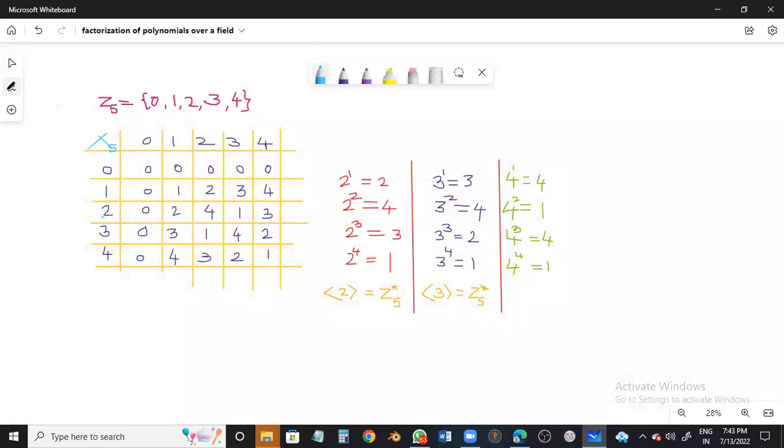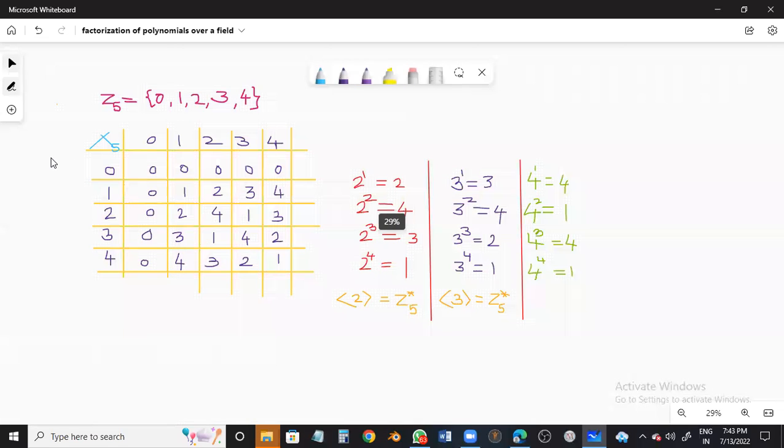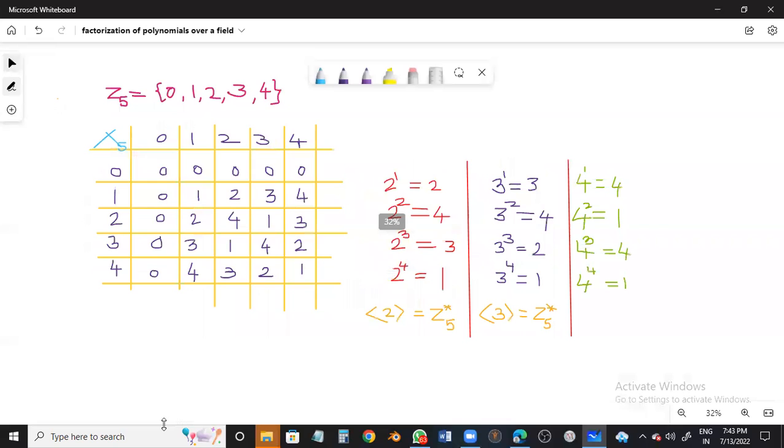Now let us talk about 2. 2 times 2 is 4, 2 times 3 is 1, 2 times 4 is 3. Same for 3: 3 times 1 is 3, 3 times 2 is 1, 3 times 3 is 4, 3 times 4 is 2. I hope all of you agree and could recall it. Did you get the table that I have written over there?